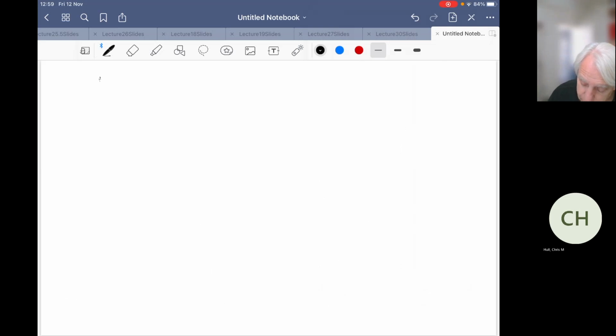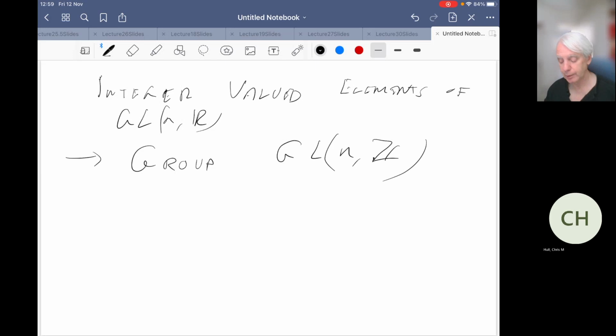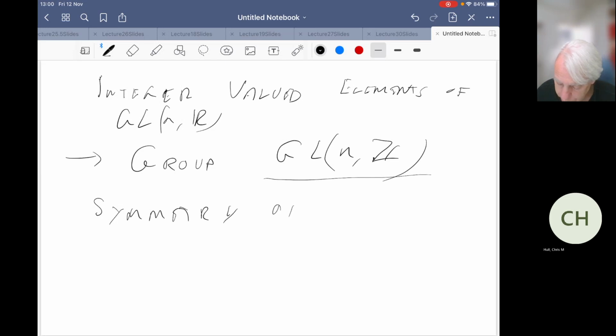So we want integer valued elements of GL(N,R). The set of all integer valued elements in fact form a group, a discrete group, which is called GL(N,Z). So we're requiring this to be a matrix of integers, which is invertible, and its inverse is also a matrix of integers. And this is in fact the symmetry of the compactified theory.